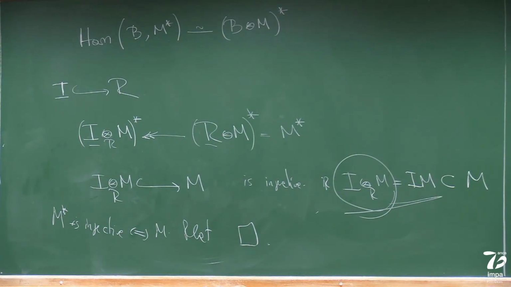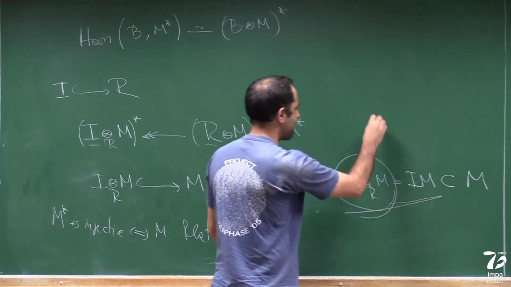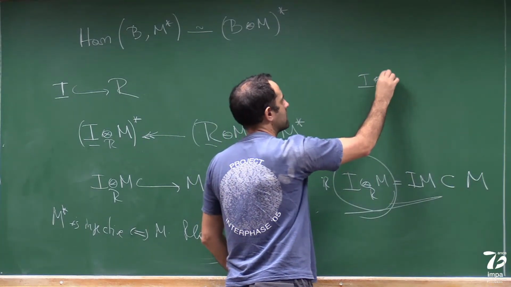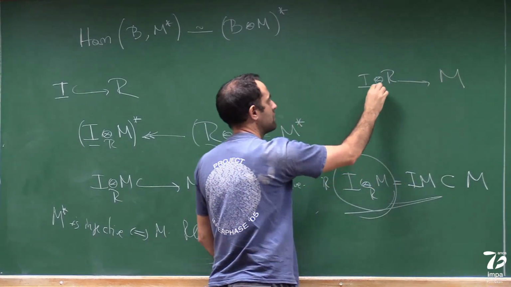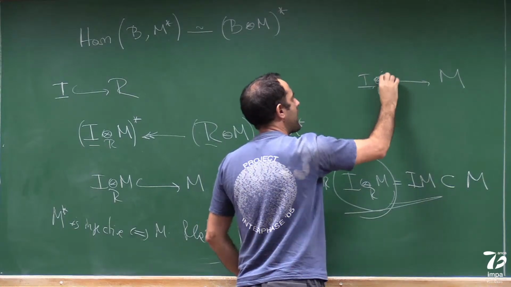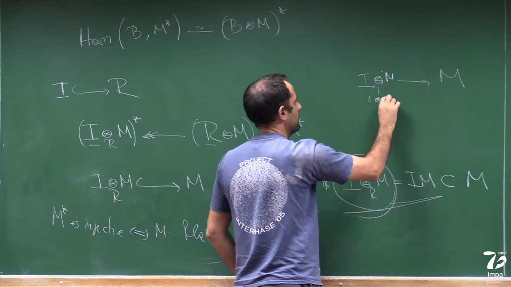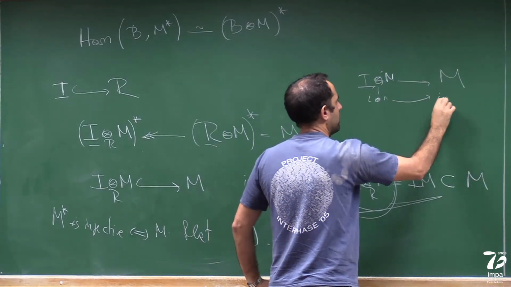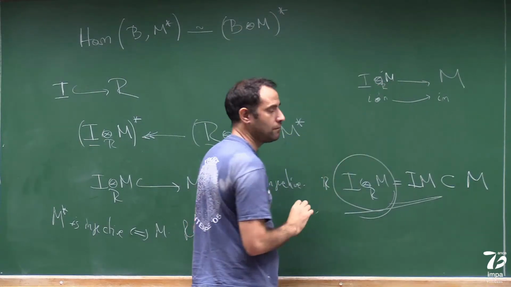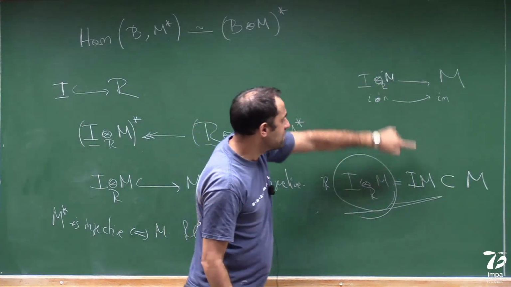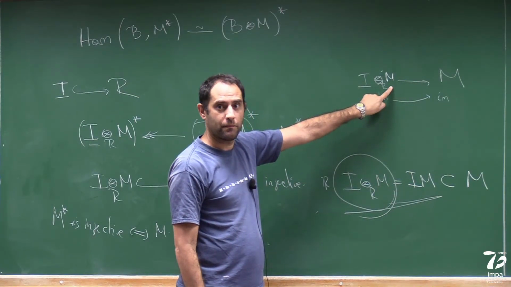That is, what is the difference between these two? We always have a map from I tensor M over R to M, which is I tensor M to M, which factors. The image is always this. The question is, what is the kernel of this map?